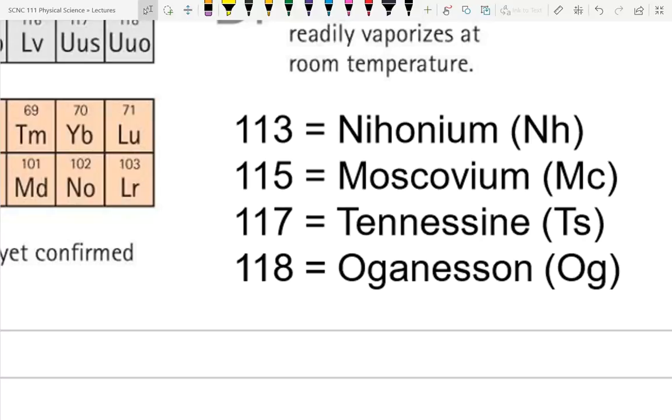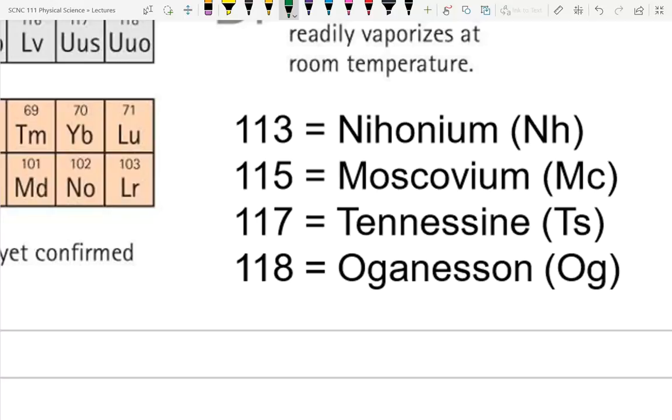Anyone here speak Japanese? Nihongo hanashimasu ka? Skosh. So Nihon is how the Japanese people say Japan. So Nihonium is Japanese. Muscovium. What's that? Moscow, yeah. And Tennessine, yes. And Oganesson, I think, is a person's name. I'm not sure about that one.